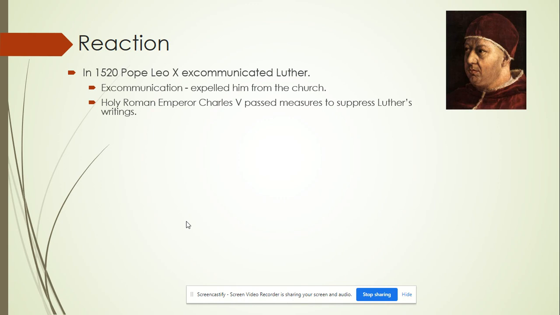The Holy Roman Empire is this land that is pretty much modern-day Germany. And the Holy Roman Emperor, who we'll talk about more next unit, is more a figurehead than anything. He doesn't have too much real political power over the German states and principalities, but he does have some. And he is passing measures to attempt to suppress Luther's writings, because the epicenter of this Protestant Reformation is going to be Germany, in the Holy Roman Empire.